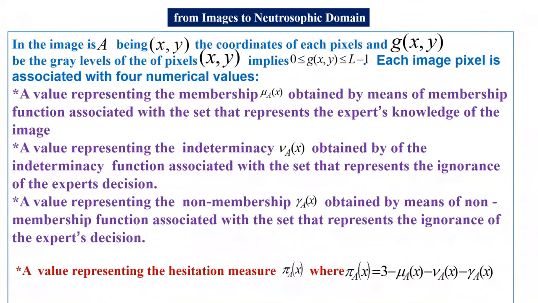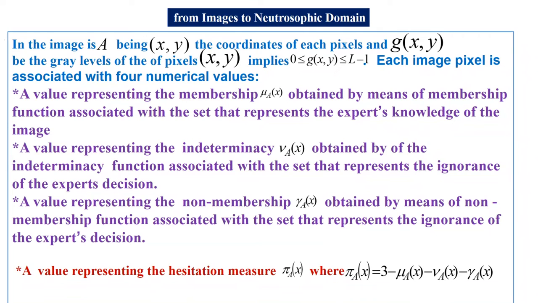From image to Neutrosophic domain: the image A is defined by the ordered pair (x, y), the coordinates of each pixel, and g(x, y) is the gray level of pixel (x, y), implying g(x, y) is greater than or equal to 0 and less than or equal to L minus 1. Each image pixel is associated with four numerical values in Neutrosophic.